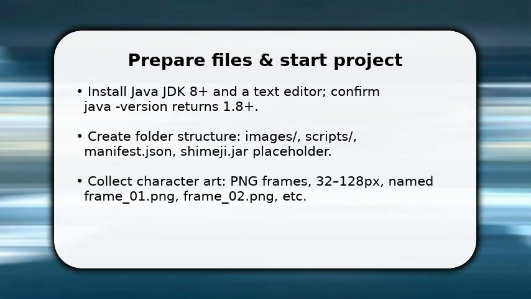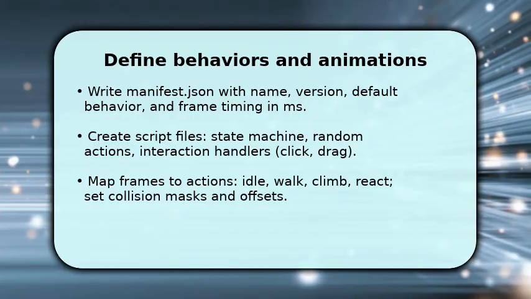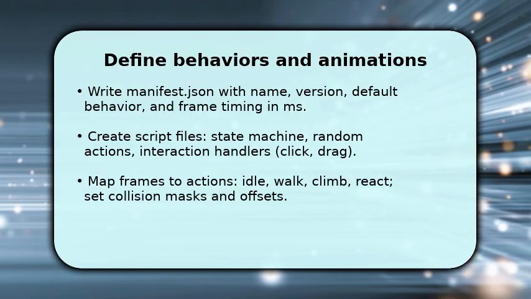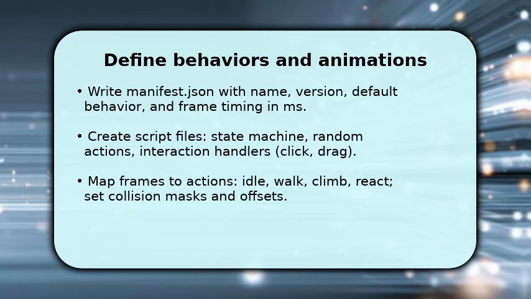You now program the Shimeji's behavior so it feels alive. Start by editing manifest.json to declare the sprite set, frame timing in milliseconds, and the default starting state. This tells the engine how to sequence images.